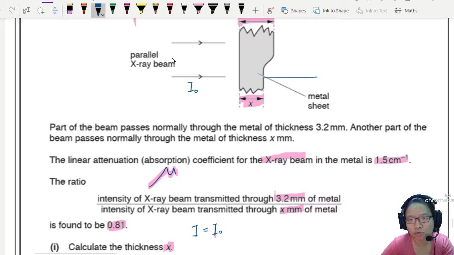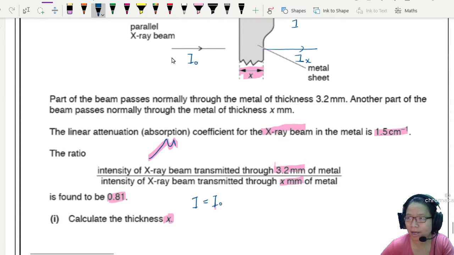The one that passed through will be I. The one that passed through here is also I. Let's say this one is Ix for x mm. Okay, so the equation is I equal to I naught e to the negative mu x.